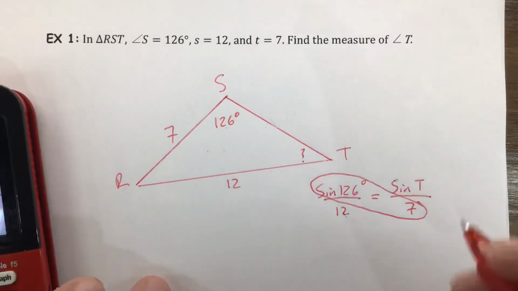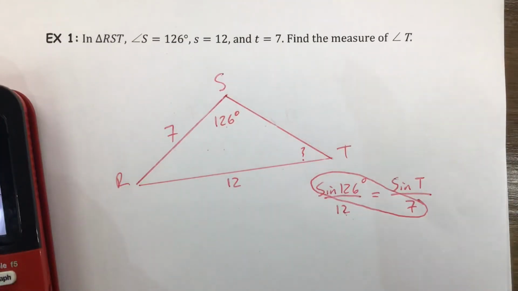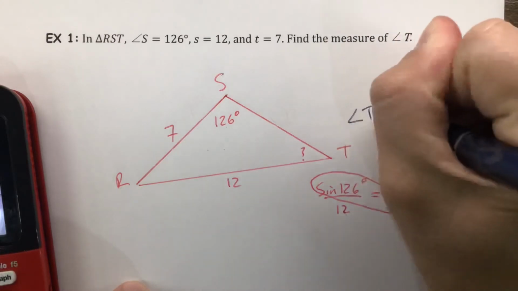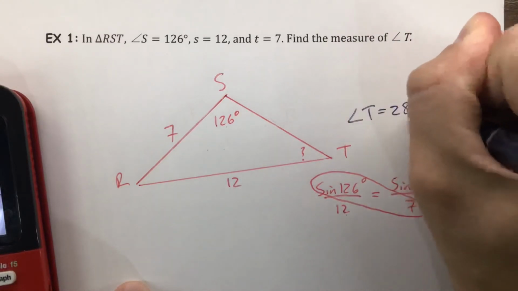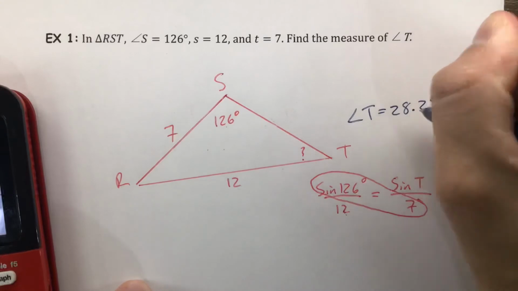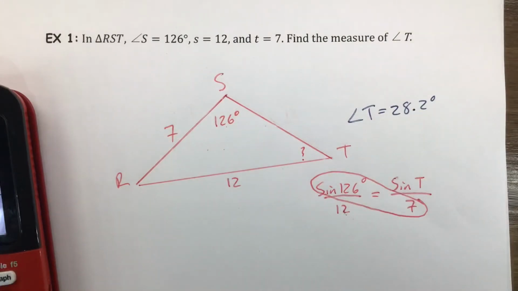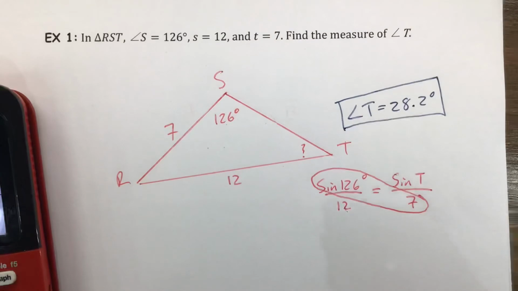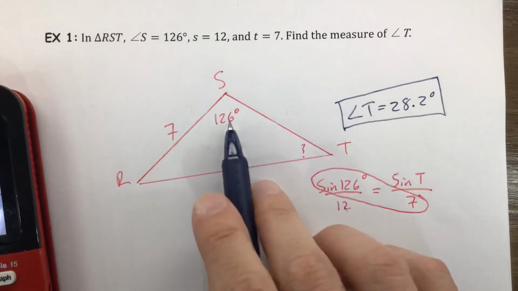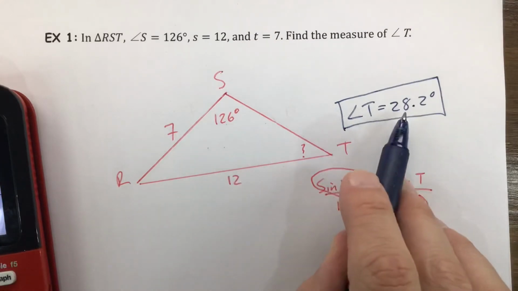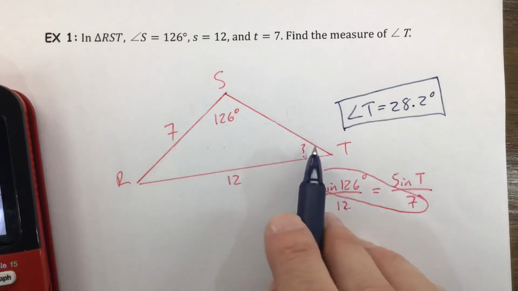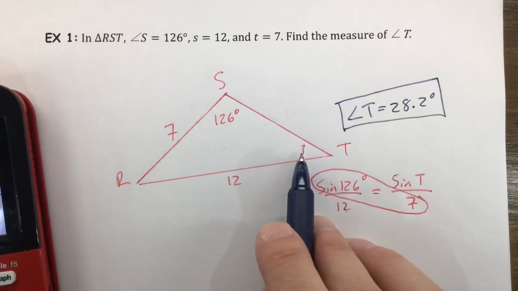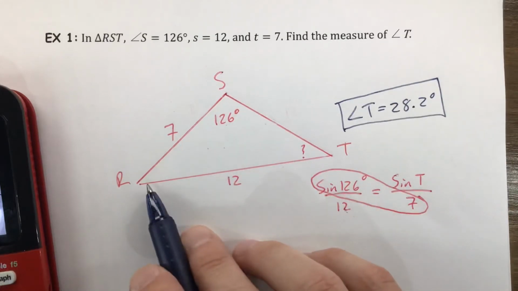All right, so angle T, let's do a different color here. Angle T is going to be equal to 28.2 degrees. Now the neat thing is, now that you have that angle, which is the end of the problem, by the way, we're done. But if you've got the 126 and you've also got the 28.2, you've got two of the angles, you can technically figure out what a third angle is.